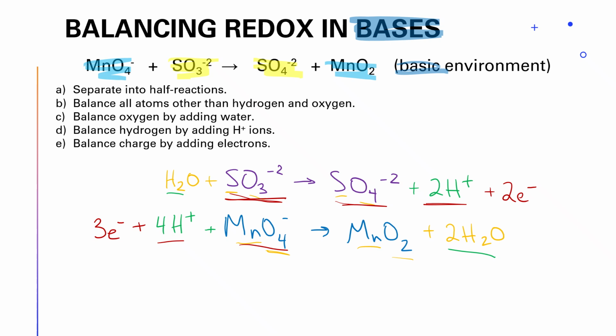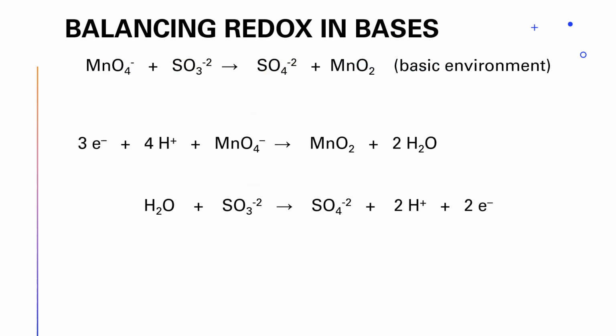So let me rewrite those a little prettier. Here we are, same equations. My next step is to multiply the half reactions to equalize the number of electrons. Do you see that we have 3 electrons on the left and 2 on the right? So everything in the manganese half is going to have to be multiplied times 2.